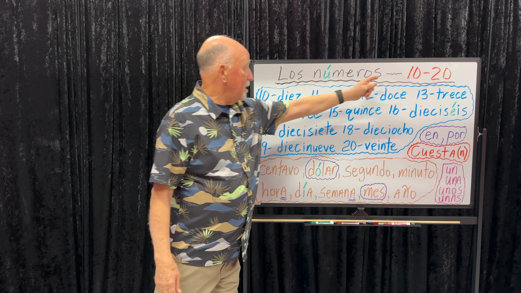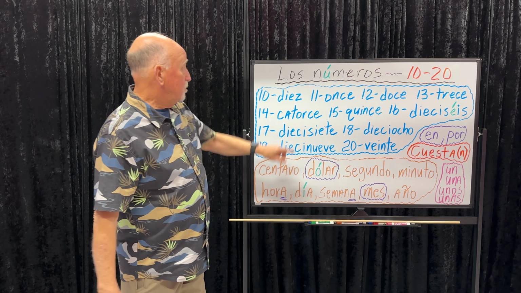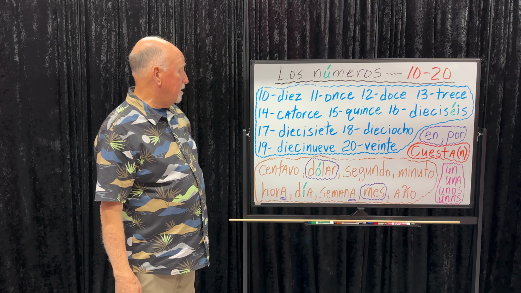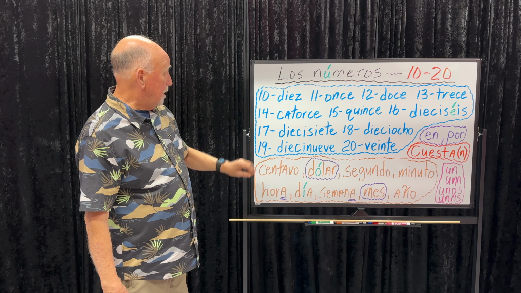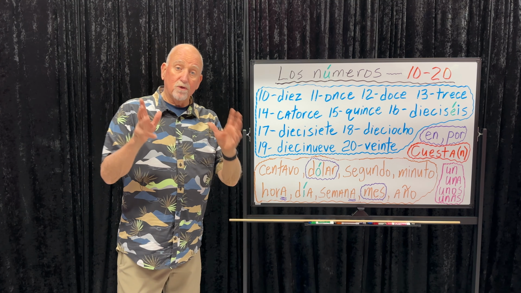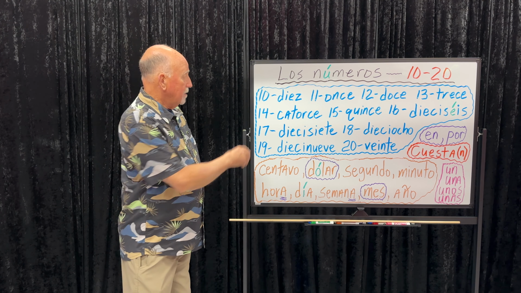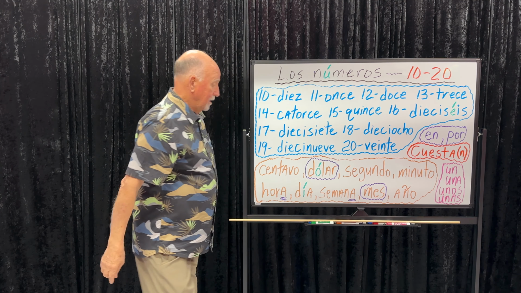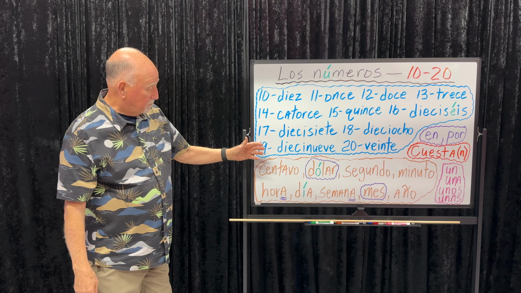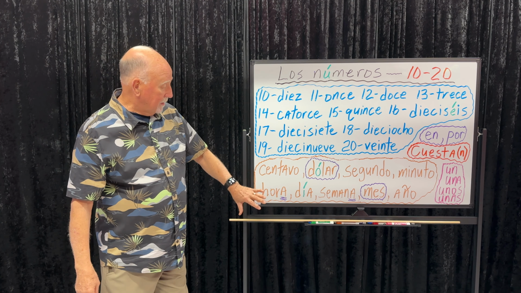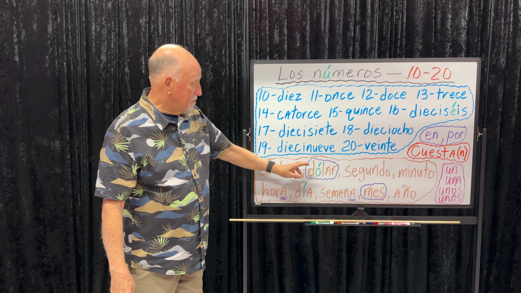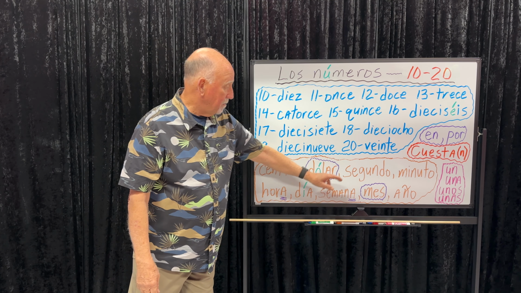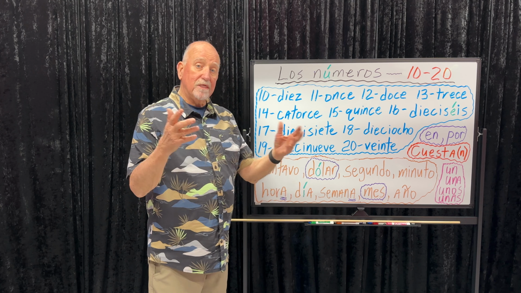Los números 10 a 20. Números, the U is an accented vowel, that's why it's in green. We have the blue cluster, el grupo azul, 10 hasta 20, 10 to 20. Tenemos el grupo café, the brown cluster. We had it for our last lesson. Again, we have cent, dollar, second, minute, hour, day, week, month, and year. And we have some new additions today.